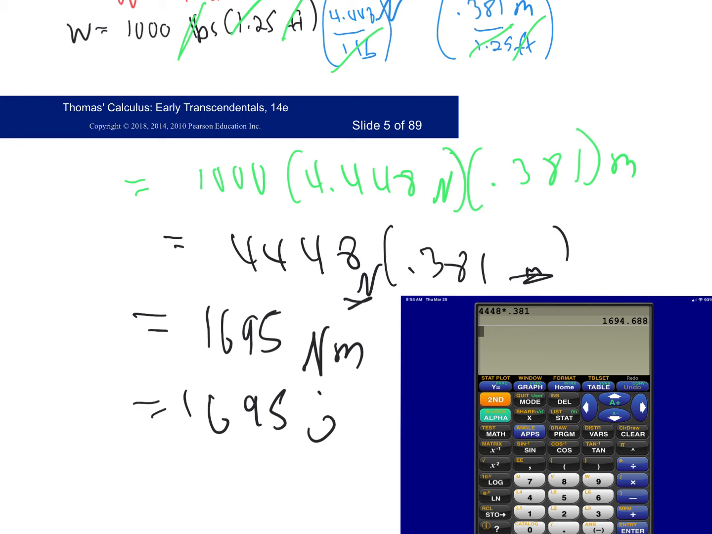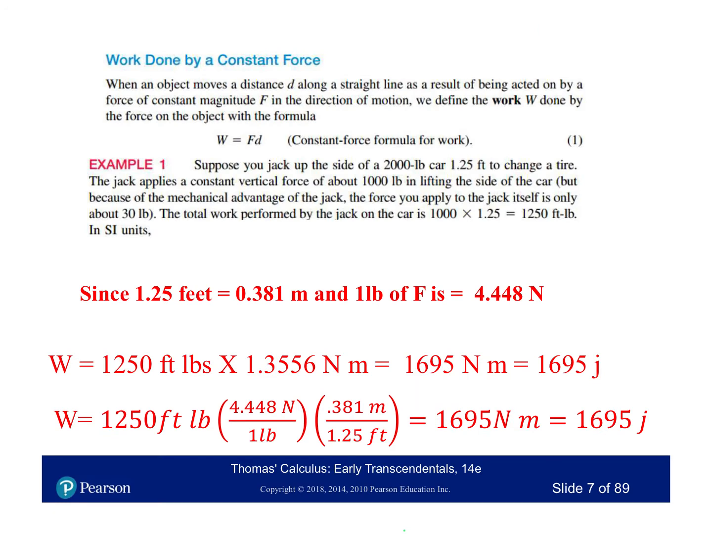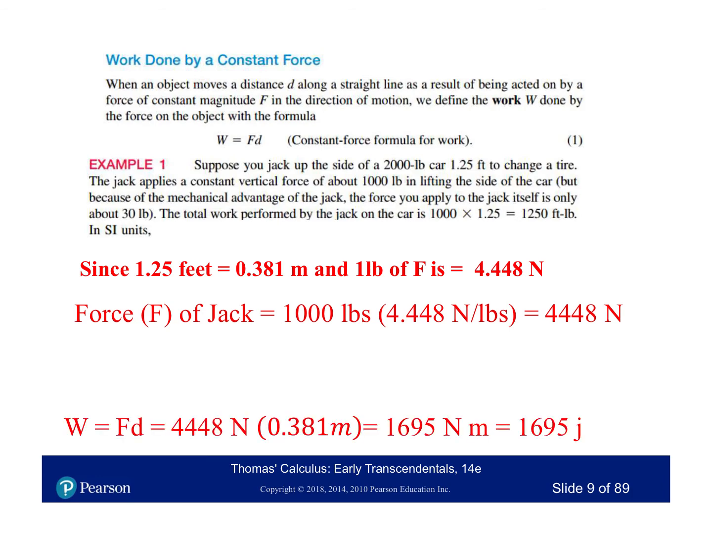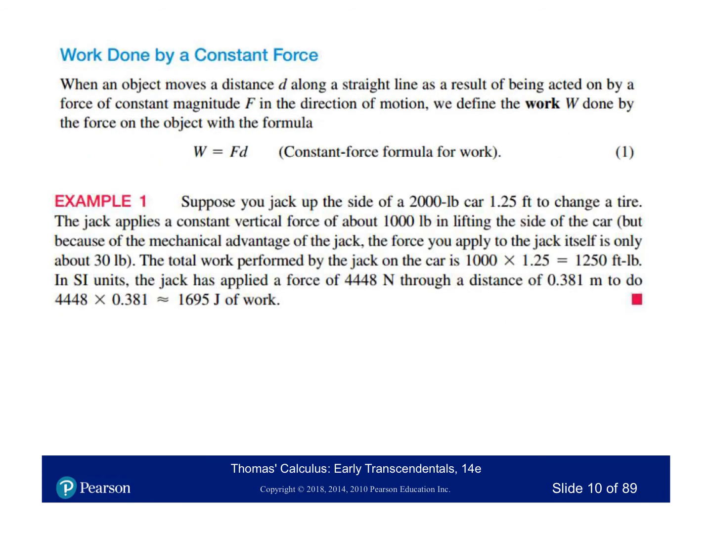I did this one a little differently than I did with the other class. With the other classes, I went right from my foot-pounds and multiplied by 1.3556. That was because I already multiplied those two together, and we get the same answer, 1695 joules.